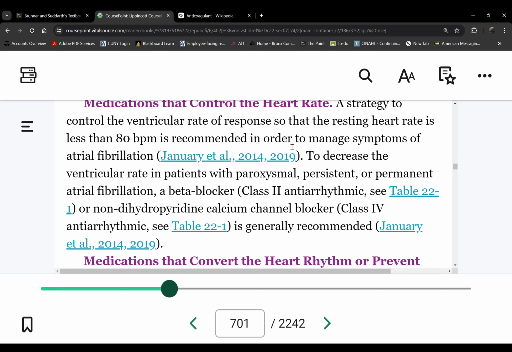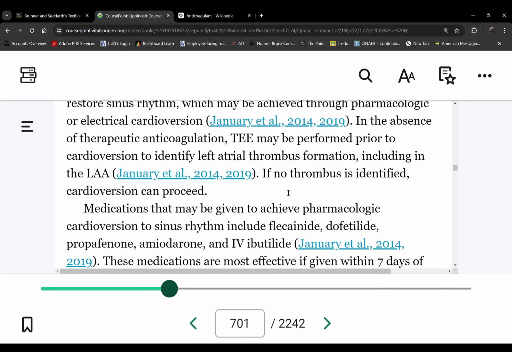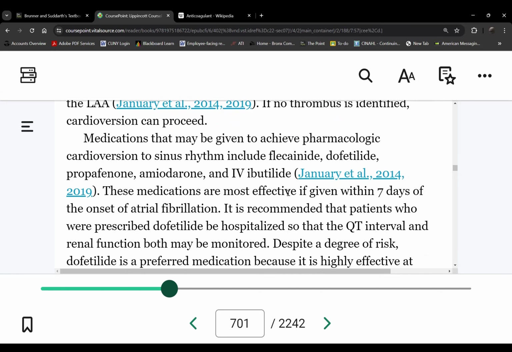And then the doctor can choose to convert the rhythm if appropriate. Again, we don't decide, okay? Now, the problem with these medications is they're quite dangerous. They can cause severe dysrhythmias. So we call these drugs chemical cardioverters, meaning we convert the rhythm using chemicals, using medications. They are flecainide, dofetilide, propafenone, amiodarone, or IV ibutilide. Again, these are dangerous medications, okay?